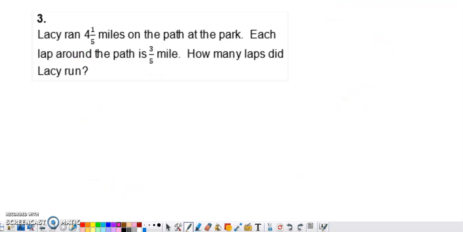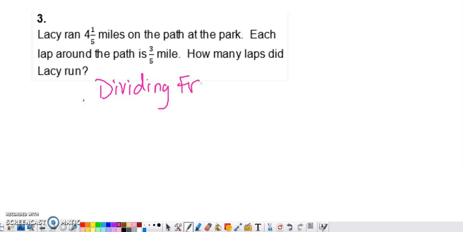Okay, number 3. Lacey ran 4 1/5 miles on the path at the park. Each lap around the path is 3/5 mile. How many laps did Lacey run? Okay, so this is a dividing fractions problem.